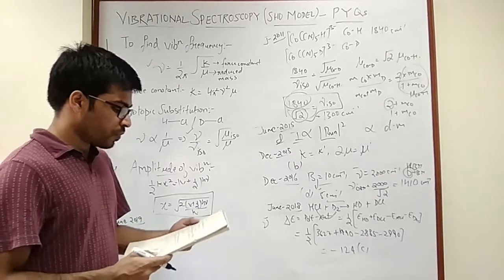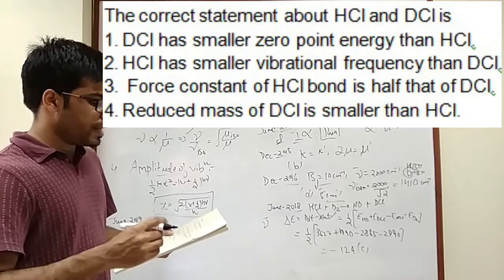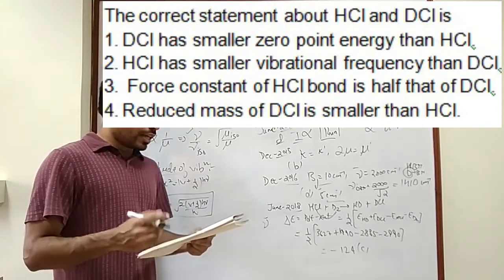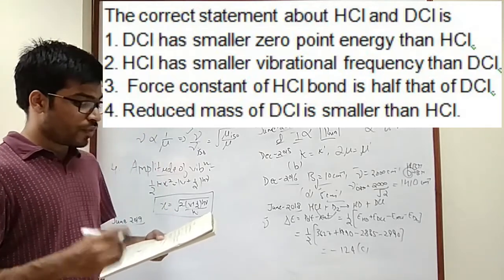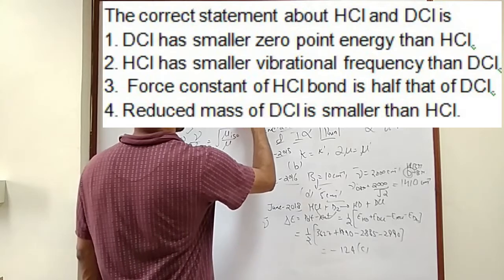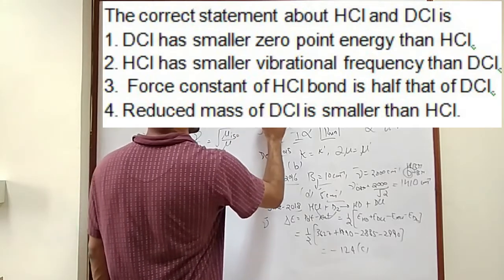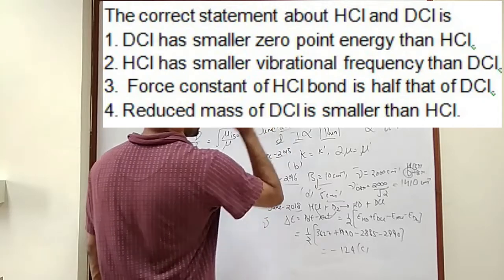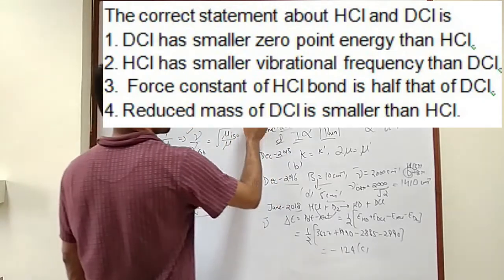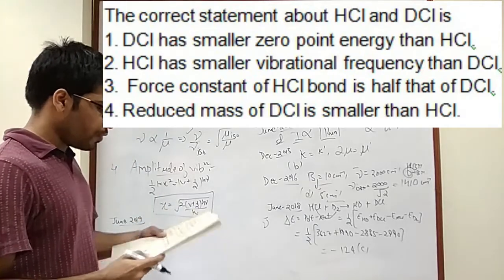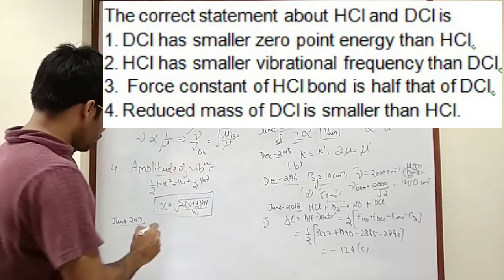And the question says, the correct statement about HCl and DCl is: DCl has smaller zero point energy than HCl; HCl has smaller vibrational frequency than DCl. Now zero point energy is what? Half h nu, and nu is inversely proportional to reduced mass. So DCl has larger reduced mass, hence frequency will be less and zero point energy will be smaller, which is true. So the correct answer is option number 1.